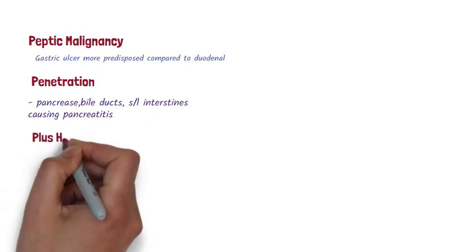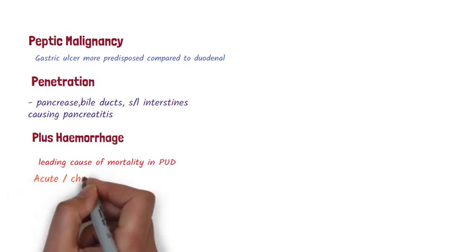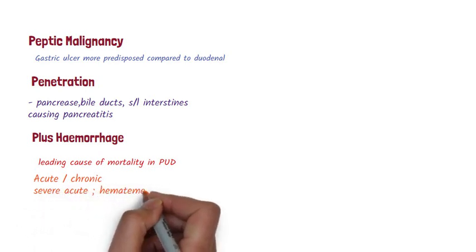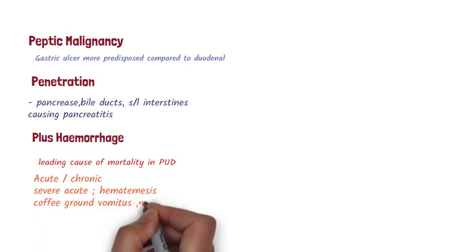The last P is plus hemorrhage. It's the leading cause of mortality in PUD, and it may be acute or chronic. In acute, the patient will present with hematemesis, that is the vomiting of blood, that is coffee ground vomitus, or melena, that is dark stools.